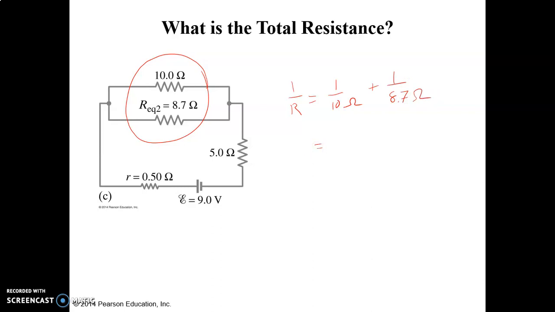Here there's no real common denominator, so I'm just going to do this one in decimal form. That 1 over 10 is just 0.1 plus 1 divided by 8.7 is going to be 0.1149. So 1 over your resistance is going to be 0.2149. And so my resistance is going to be 1 over 0.2149.